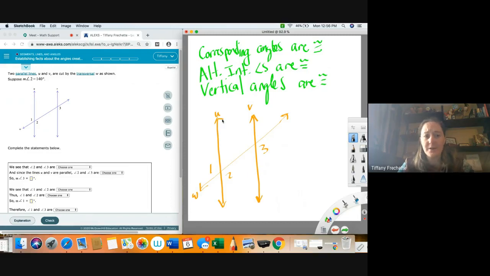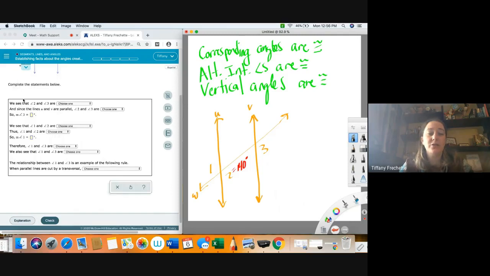We're also going to suppose that angle 2 equals 140 degrees. They gave us that up here in the given. So now down here in our fill in the blank, we need to start using our properties up here that we wrote notes on to answer the question. We see that angle 2 and 3 are blank. So if I'm looking at angles 2 and 3, of the 3 things, we want to figure out which one it is. It's not a vertical angle because that would be 1 and 2. We may deal with that in a moment, but right now we want to deal with 2 and 3.